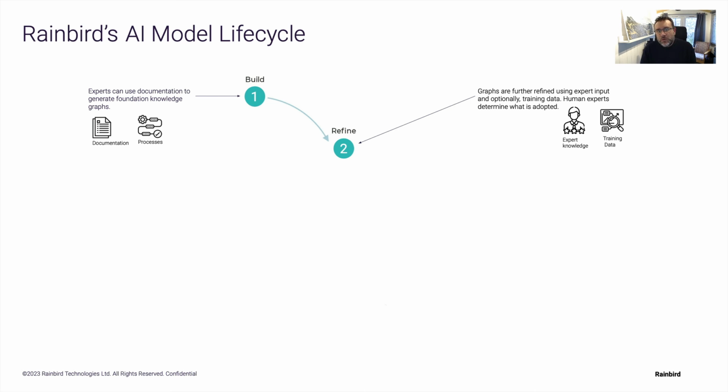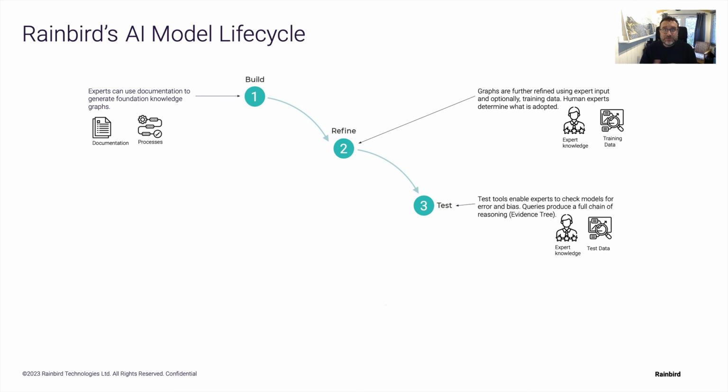Of course, once you've built and refined your model, you're then going to want to see how well it's performing. So we provide a set of quite advanced test tools that allow you to design your own tests, to build regression tests, to protect your models from regression over time, but also to validate that these things are performing in the way that you would be expecting them to perform.